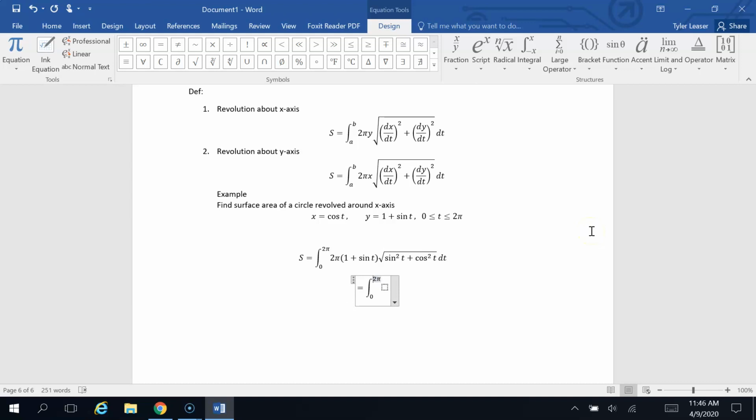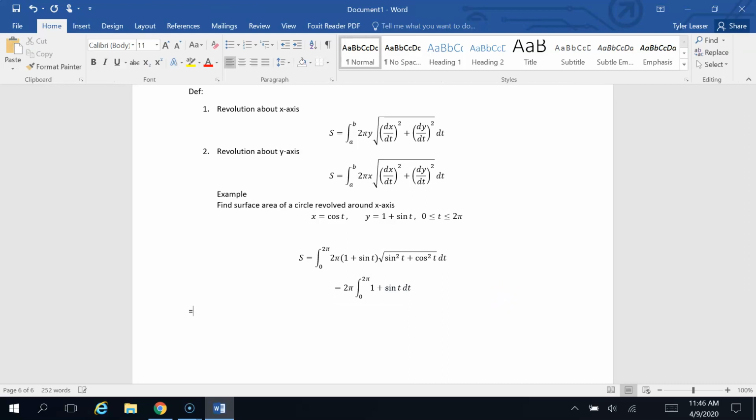Another thing I'm going to do here is I'm going to go ahead and pull out the 2 pi to the front of the integral. All right, so moving the 2 pi out in front, all we have left on the inside is the 1 plus sine t. Remember that square root's now gone.